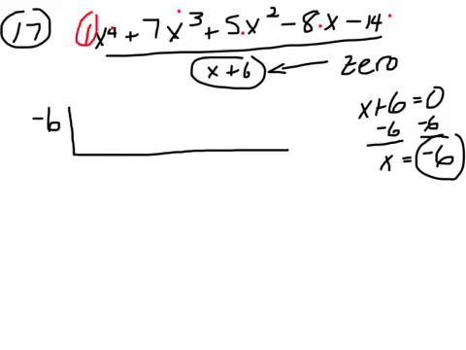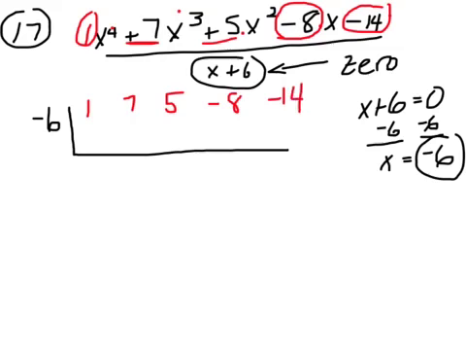So what I do is I pick off the coefficients. That's a positive 1. This is a positive 7. I'm just listing them here. This is a positive 5. This is a negative 8. You have to take the sign with it, okay? So that's a negative 8, and the last one will be a negative 14. If you forget the sign, this is not going to work for you.